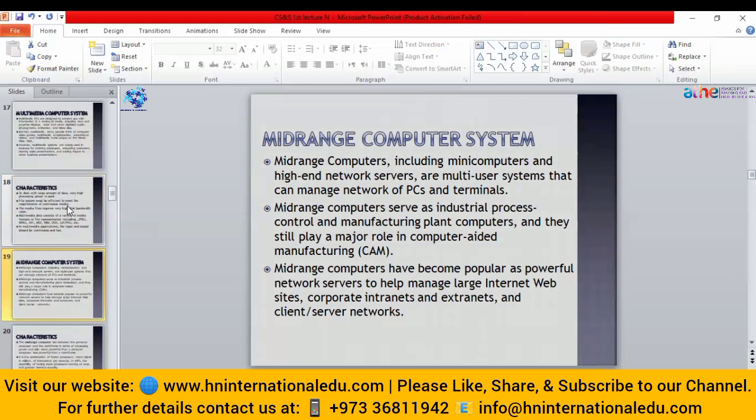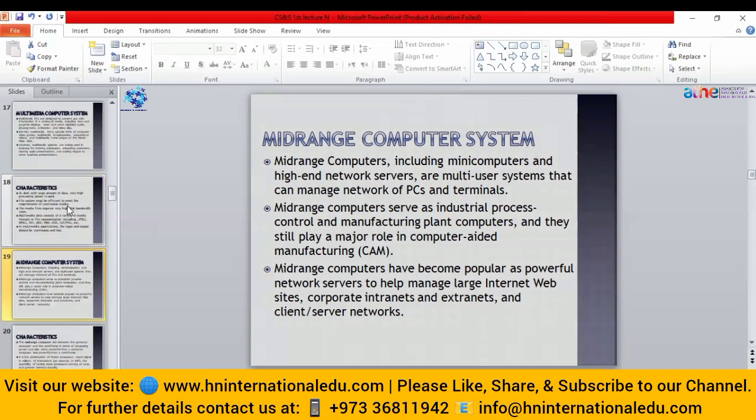They are also multi-user systems that can manage a network of PCs and terminals. Terminals are the different machines that we attach to our systems. So mid-range computers serve as industrial process control and manufacturing plant computers, and they still play a major role in computer-aided manufacturing, where we have to run factories or other places where we are making machinery or other equipment.